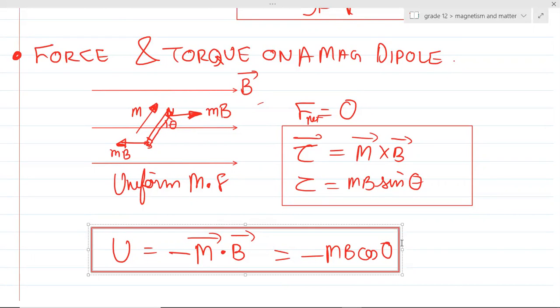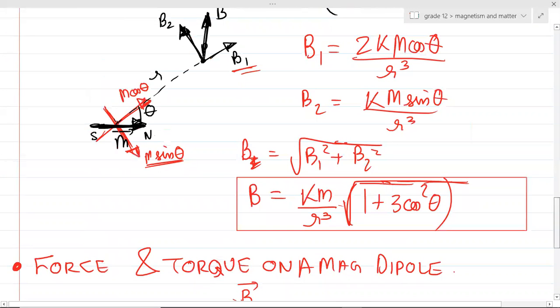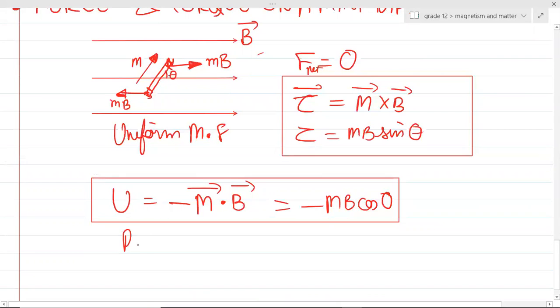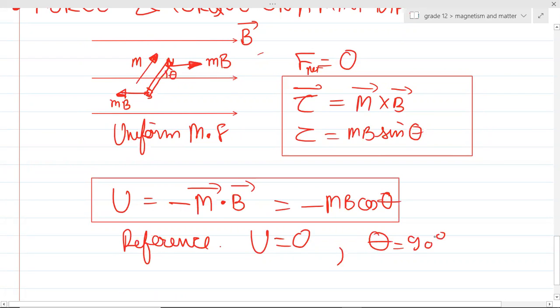Okay. Acha, where is the reference considered in this case? If you remember from electrostatics, when we say potential energy at a point is this, where is the reference? The reference is when the potential energy is 0. That applies when theta is 90 degrees.